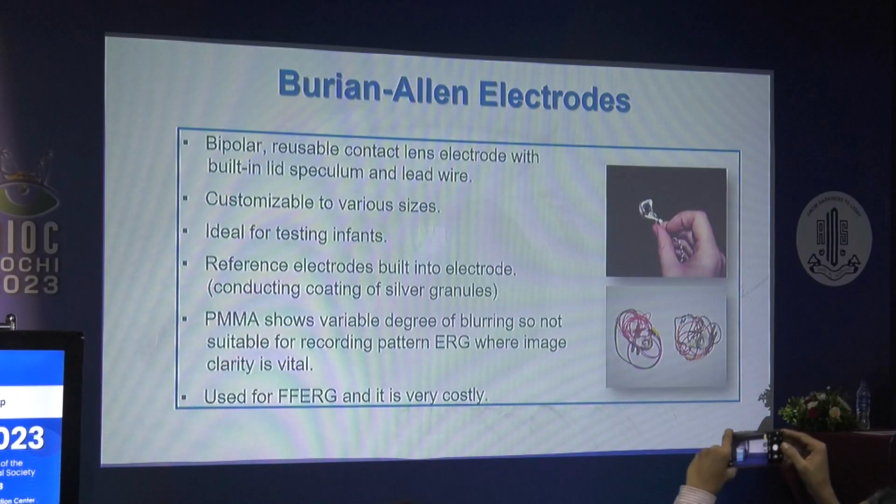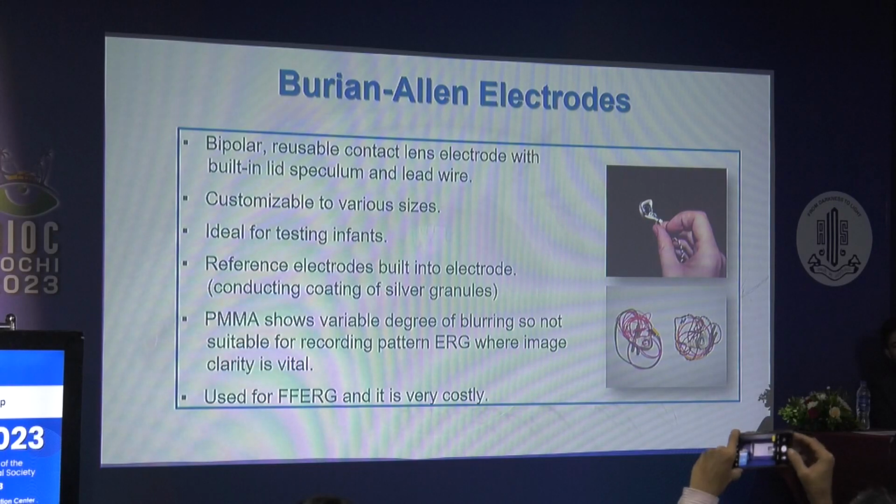Then we have the Burian Allen electrodes. These are reusable contact lens electrodes with a built-in speculum and the lead wire. They are customizable to various sizes. It is ideal for testing infants. The reference electrodes are built into the electrodes and they are in the form of a conductive coating of silver granules.